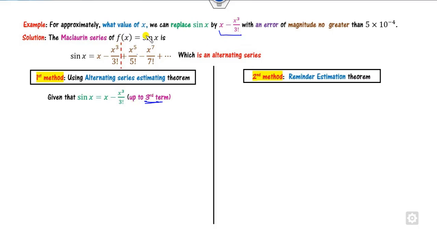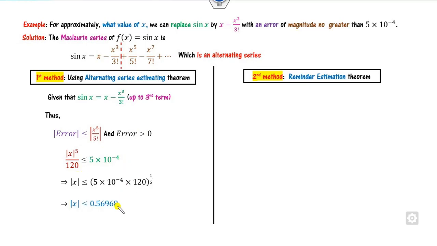Error will be x^5 divided by 5 factorial. And since sine is positive here, the error will be positive, and it is no greater than this. So you can find the value of x from here. You will get this one.